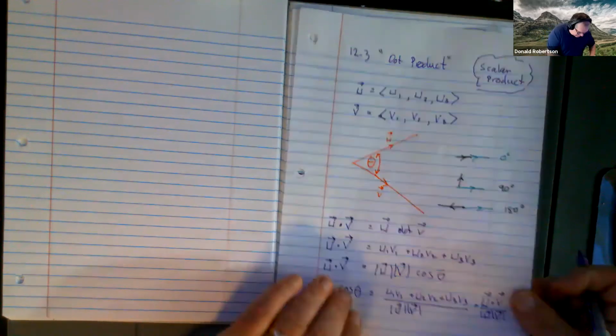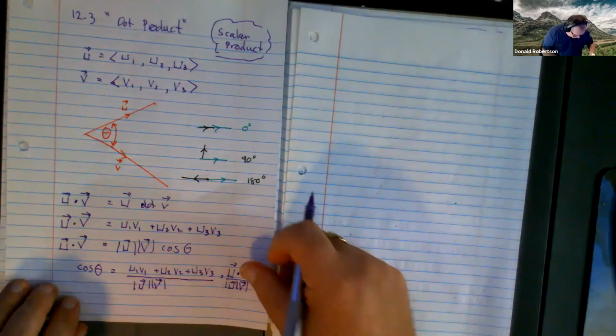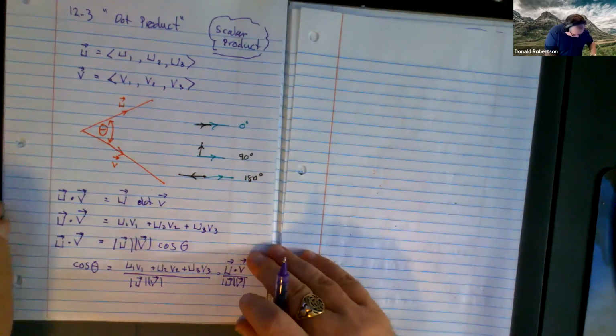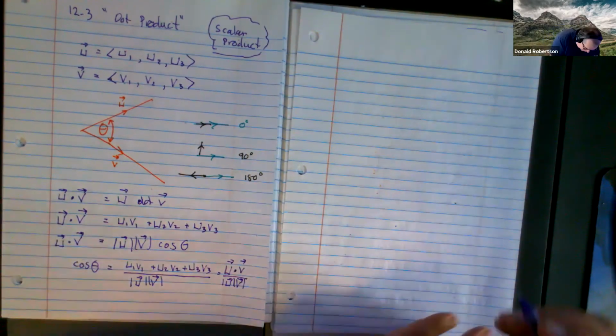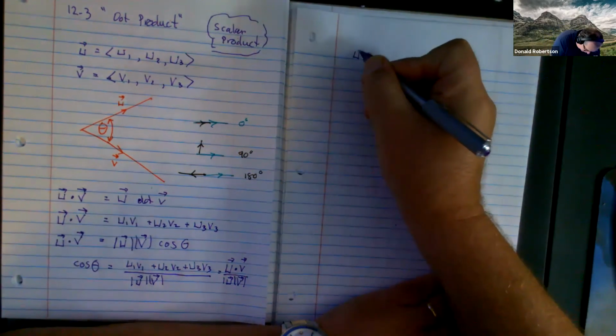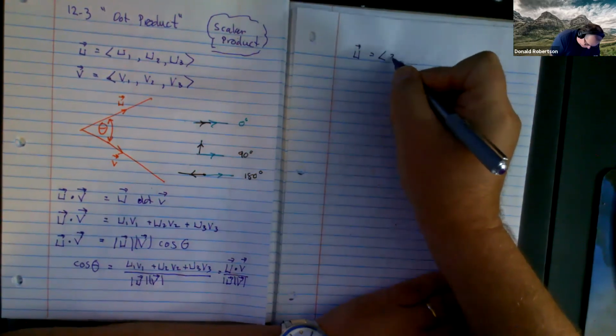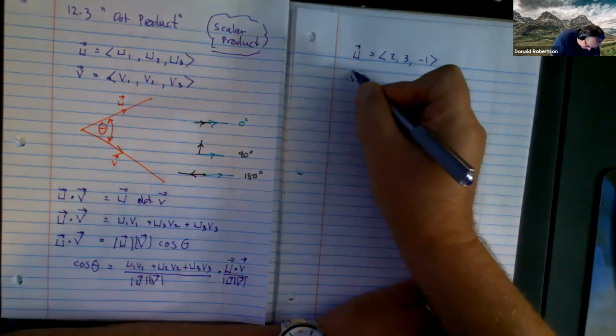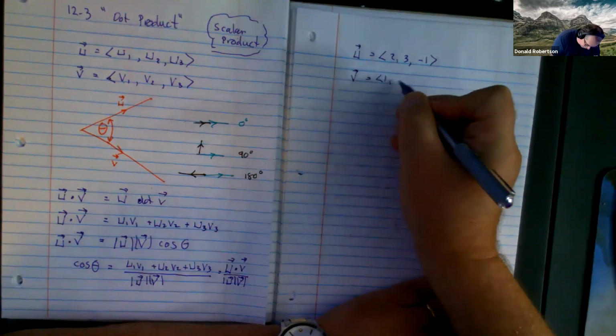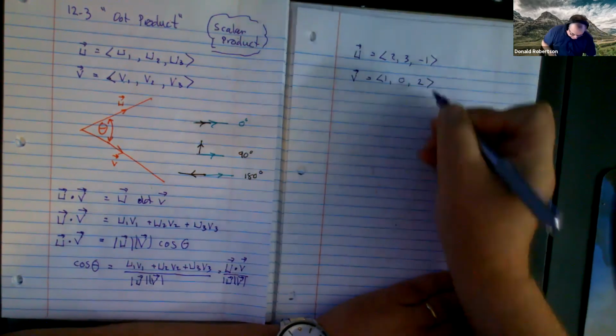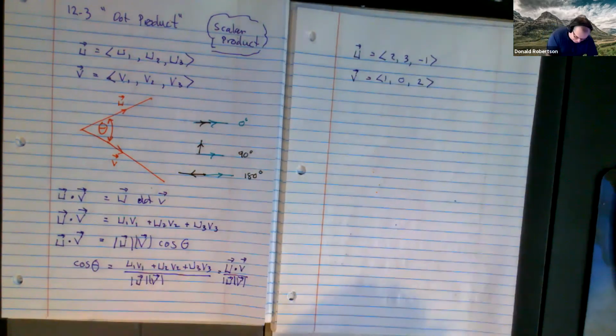So let's give you some questions where we get to do that. Let's suppose I have a vector U, which is 2, 3, minus 1. And I have a vector V, and it's 1, 0, 2. And I would like to know the angle between them.